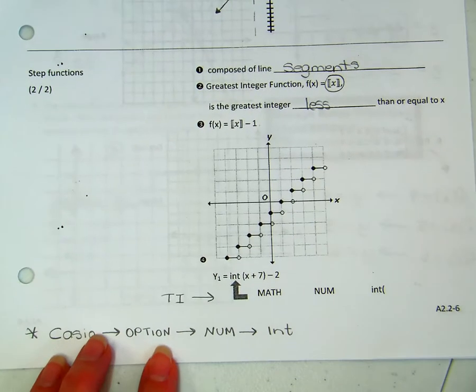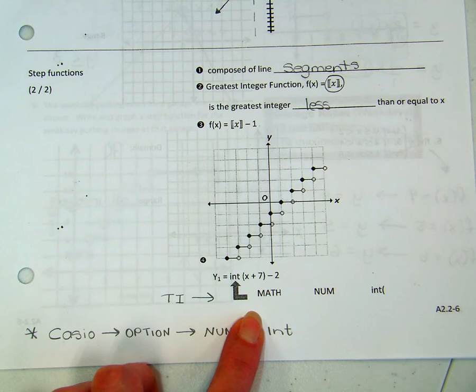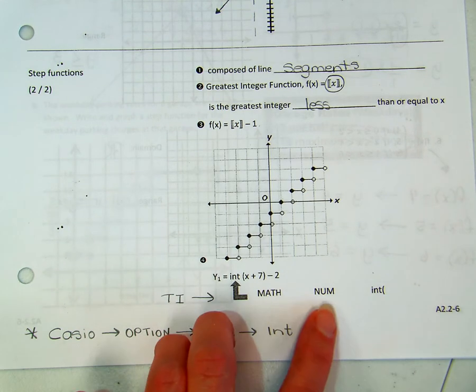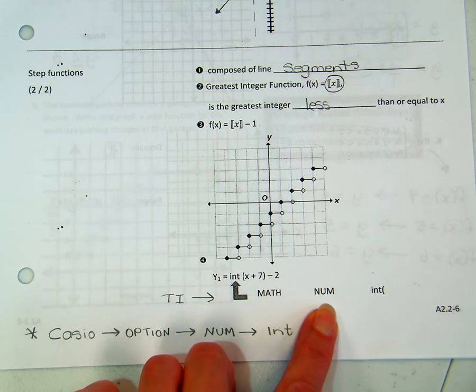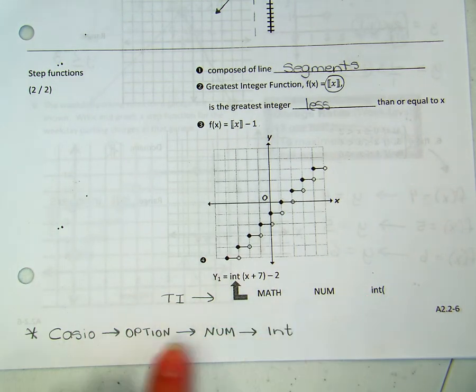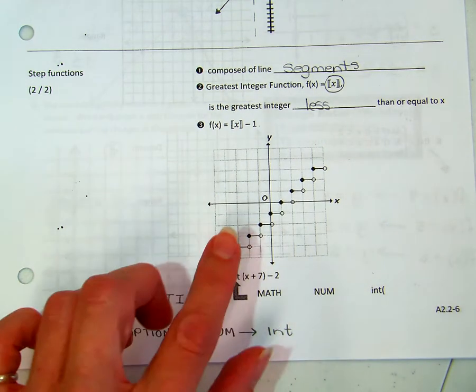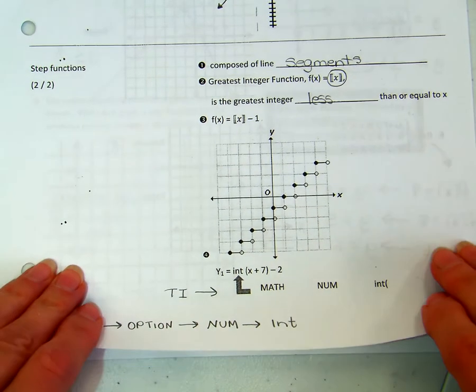If you have a TI, then beneath your colored buttons, there's a button that says Math. After you choose that Math option, there will be some menus, and underneath the number menu, you would choose integer at that point. On a Casio, you would use your option button, and underneath option, you would choose the number menu, and there's where you would find integer. You can plug those in and look at a graph of a greatest integer function.